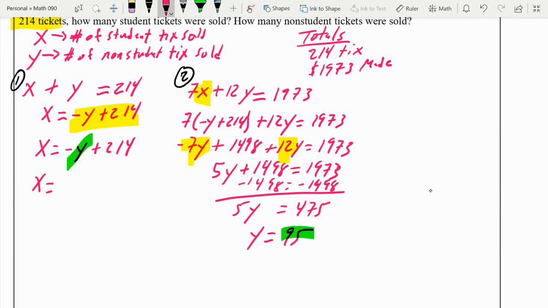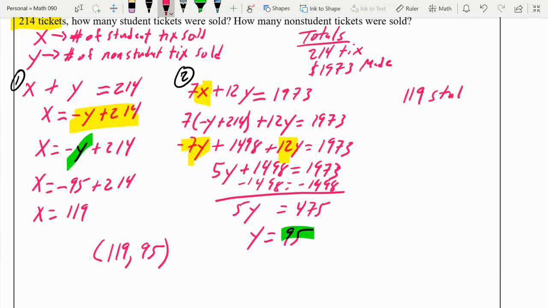So x is equal to negative 95 plus 214. X is equal to 119. This is not good enough here. I'm going to tell you this right now. This is not good enough. Tell me what these things mean. What does X represent? X represents the number of student tickets sold. So there were 119 student tickets sold.